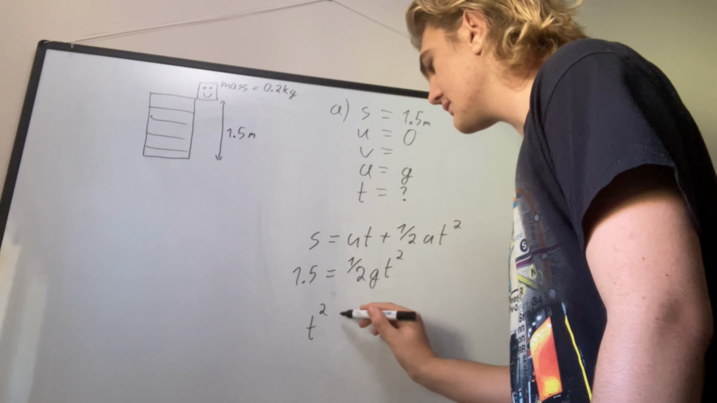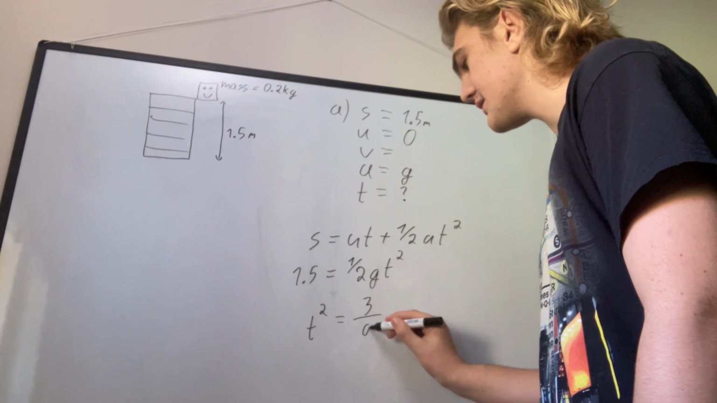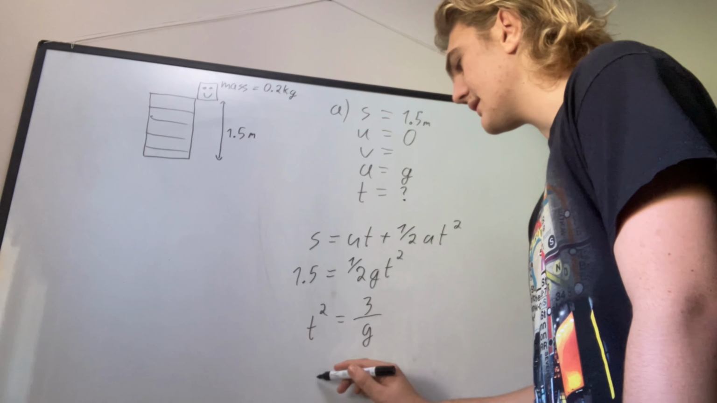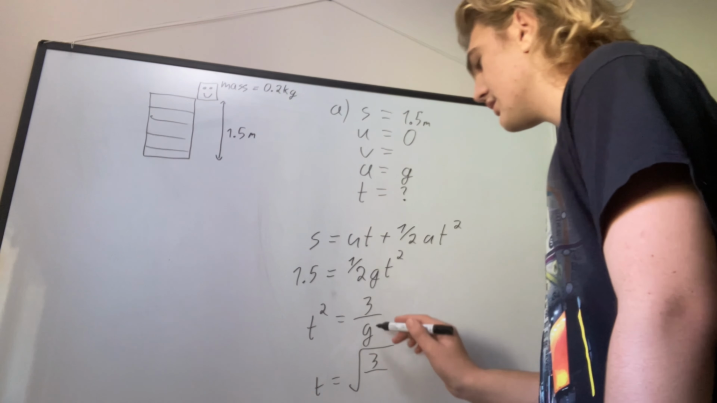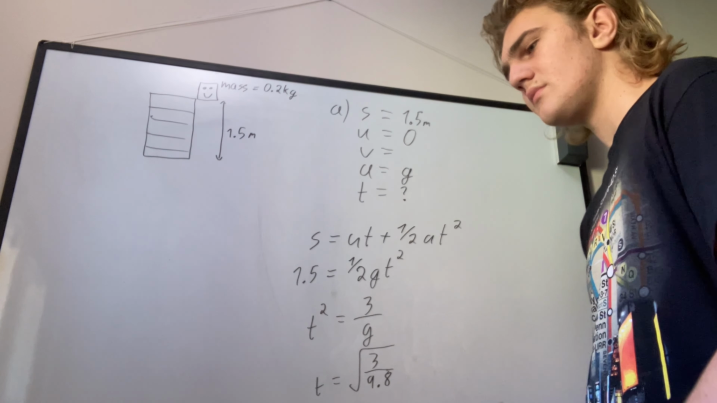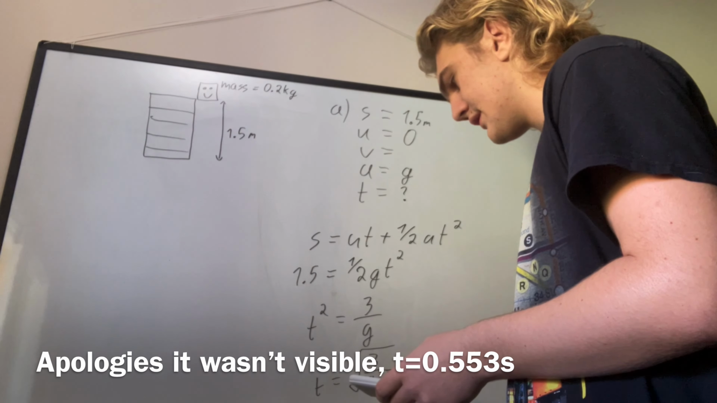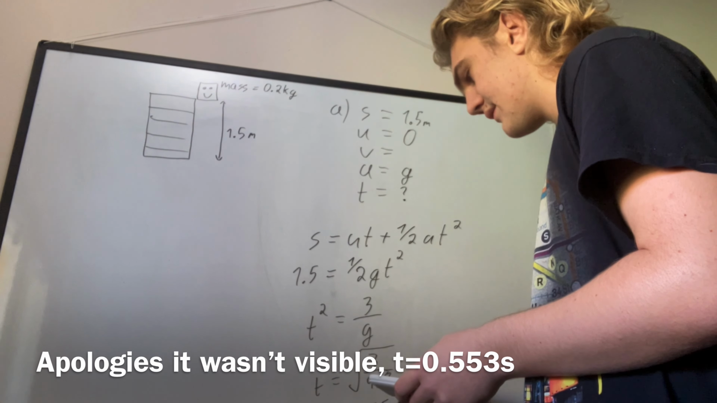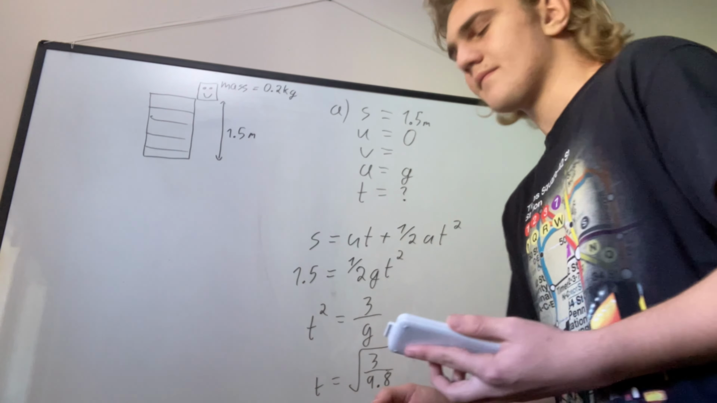T squared equals 2 times 1.5 is 3 divided by g, and that means T equals the square root of 3 over g, which is 9.8. And then if you put that in your calculator, you get approximately 0.553 seconds. And that is your answer.